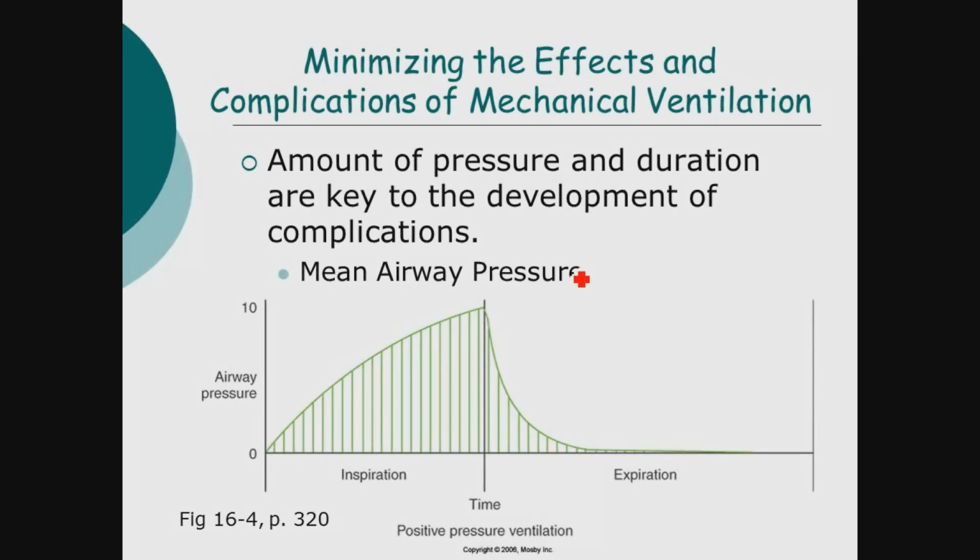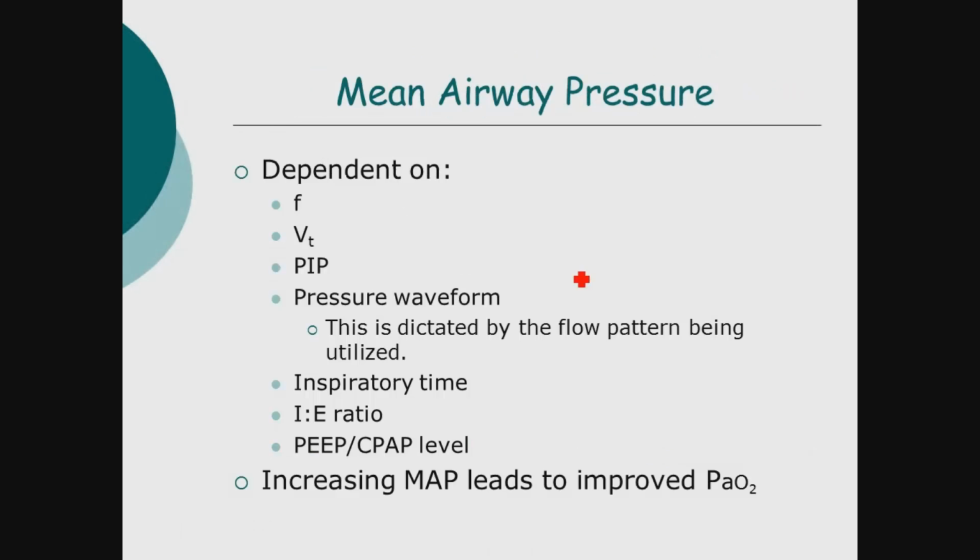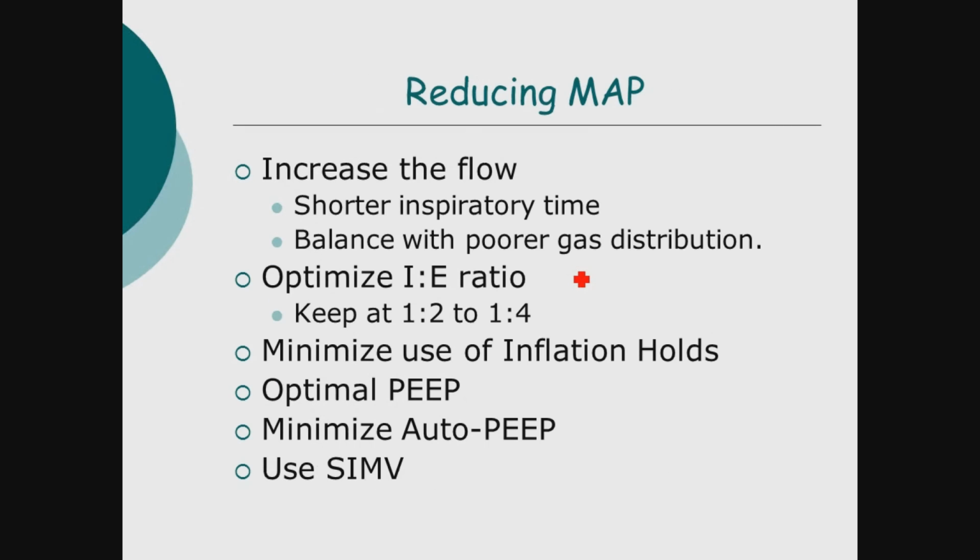All right, we talked about mean airway pressure as being the area under the curve. And there are multiple things that we can change to accomplish it. Good news is mean airway pressure improves PaO2. There are different ways that we can reduce the mean airway pressure: shortening the inspiratory time, lengthening the expiratory time, making sure that the amount of PEEP that we're using is the appropriate level. There actually is an approach to PEEP called optimal PEEP, where we titrate the PEEP to get the best oxygenation combined with the best cardiac output. So optimizing that level.